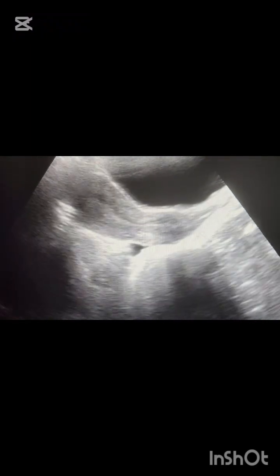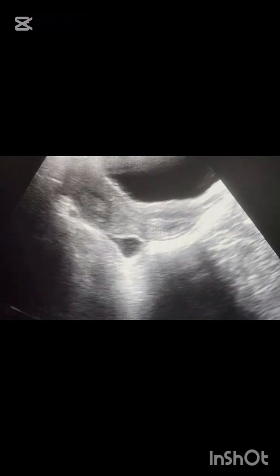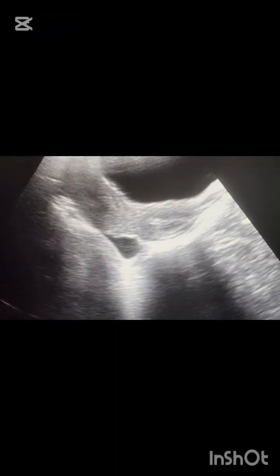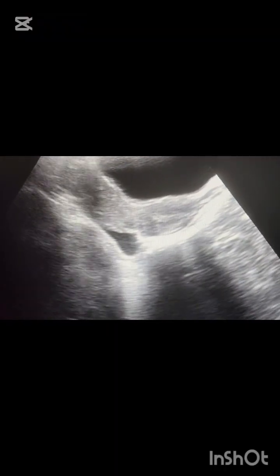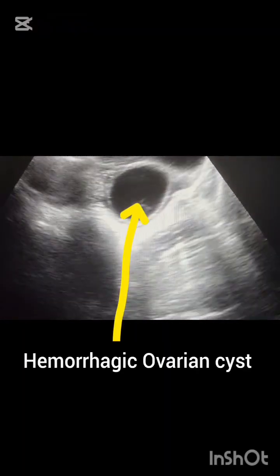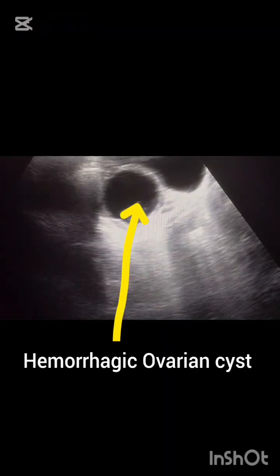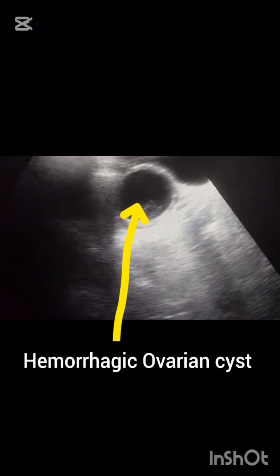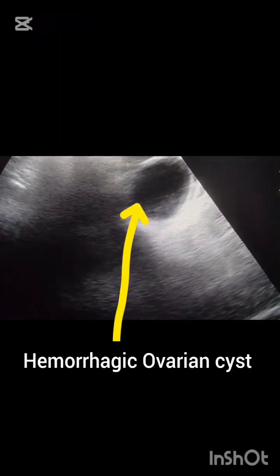This is a normal sized, anteverted uterus with central endometrium. Minimal fluid seen in the cul-de-sac. You can see the minimal fluid in the cul-de-sac, which is a sign of pelvic inflammatory disease. This is a left ovarian hemorrhagic cyst.